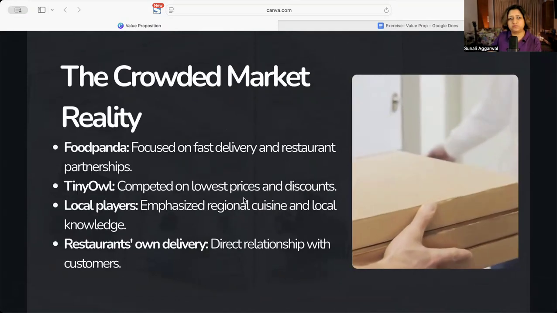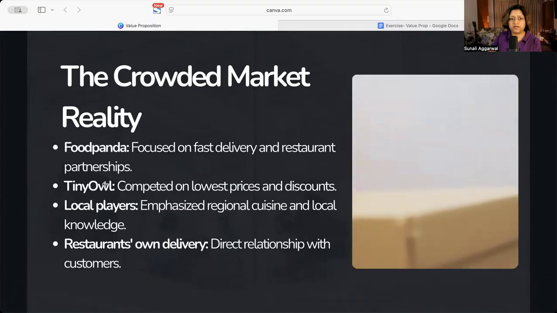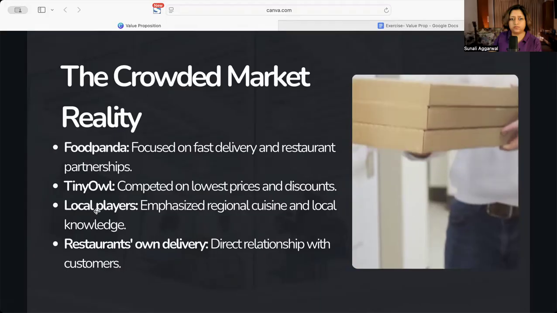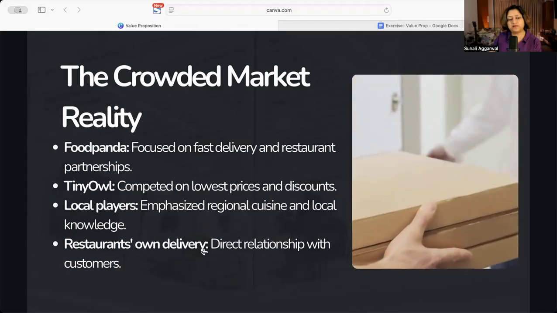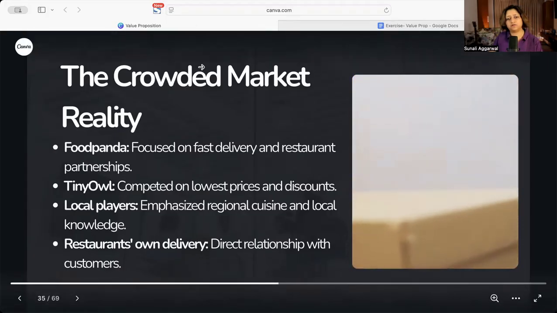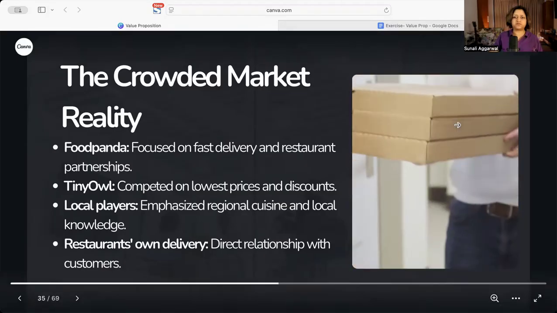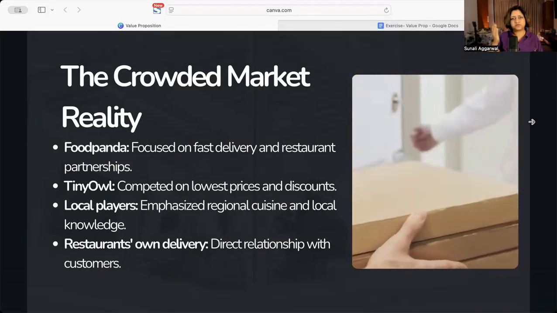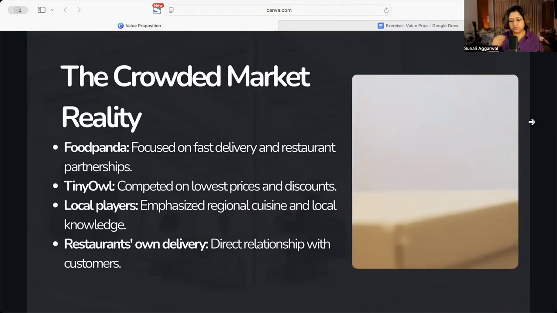So it was a crowded market already. There was Food Panda, Tiny Owl, and local players, and restaurants had their own delivery systems. So not every restaurant was delivering, but many good restaurants had their own fleet.